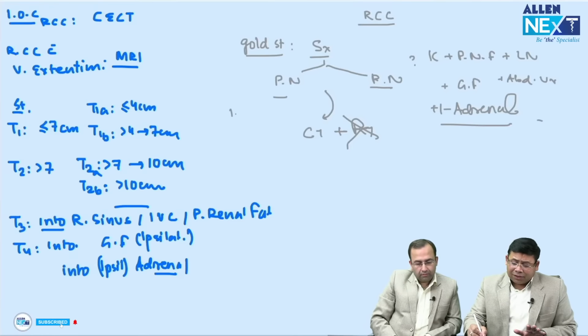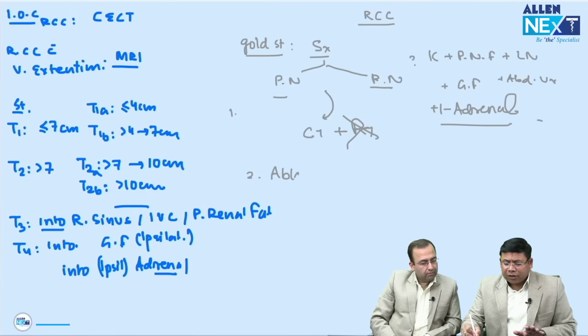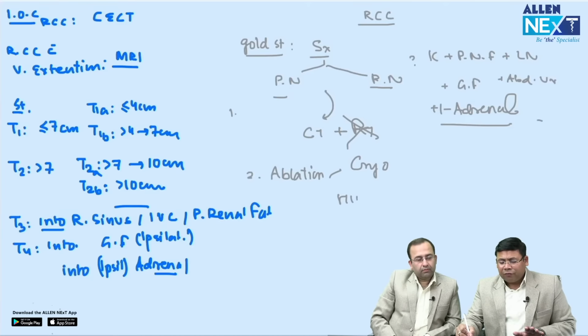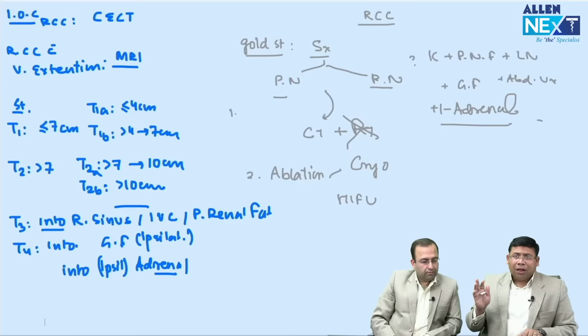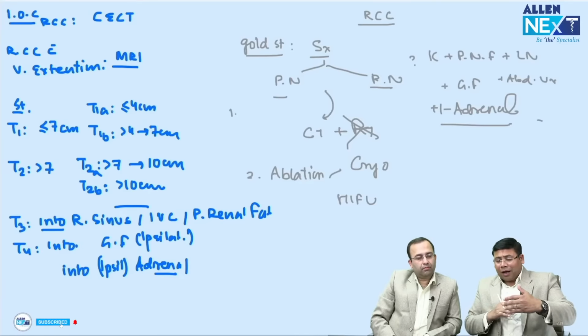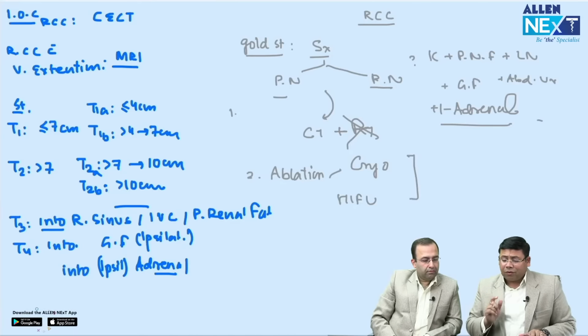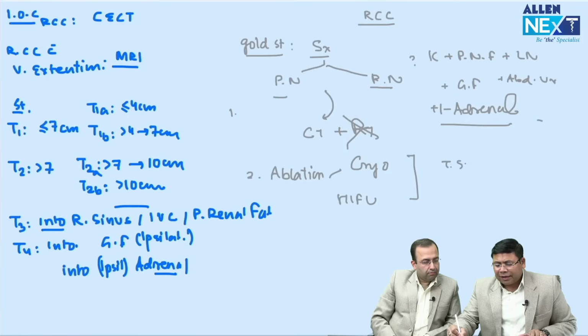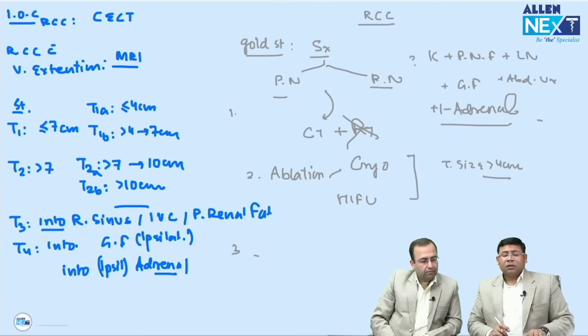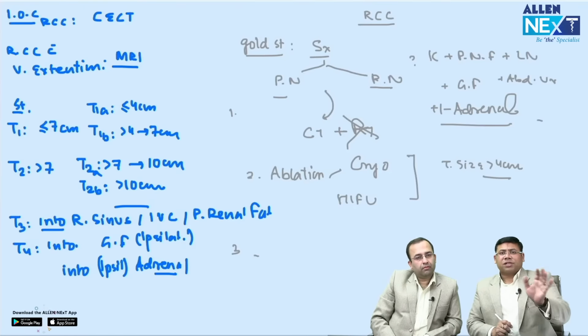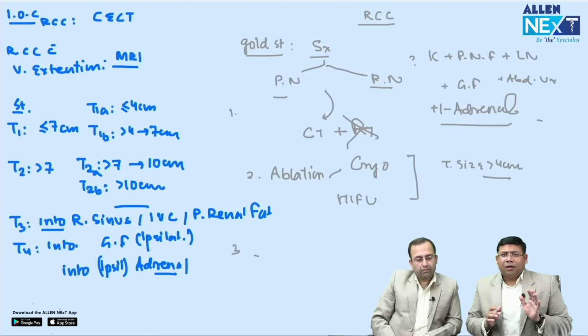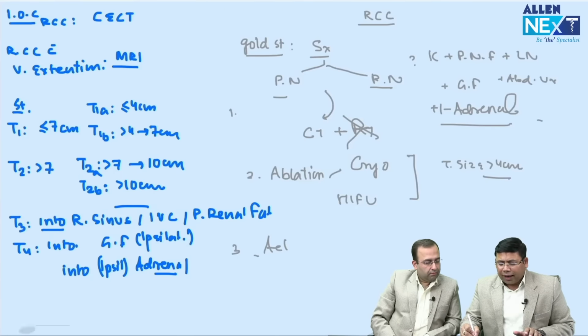Apart from that, what is the another thing that we have? We have ablation for them. In ablation, we have cryo, which is the standard preferred. We have HIFU, and there are a lot of people who used to say radio frequency ablation. We don't. The detailed discussion of this topic is beyond the scope. And remember, when we talk about HIFU, cryo, we need to understand that tumor size more than 4 centimeters is an absolute contraindication. And the third is for the low suspicion tumors like oncocytoma, where we are unsure whether it is benign versus malignant. So we can go for active surveillance.